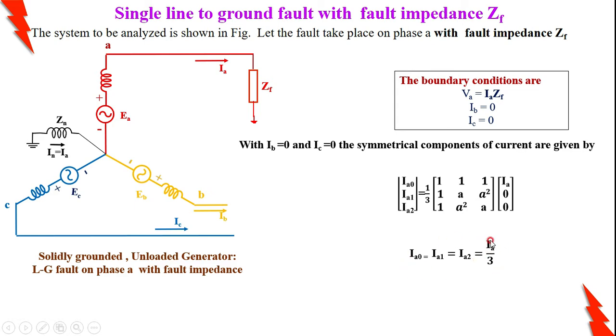This is how we are getting one of the relations between the positive, negative and zero sequence currents. In this line to ground fault, once again I am getting IA0 is equal to IA1 is equal to IA2, that is equal to IA by 3. This is one relation I am getting between the zero, negative and positive sequence currents.